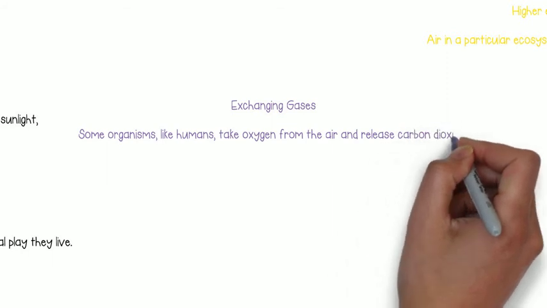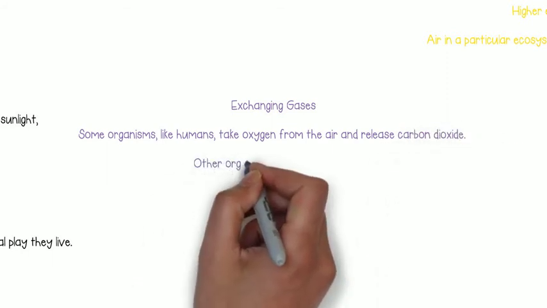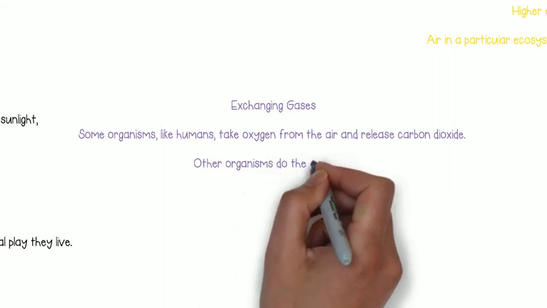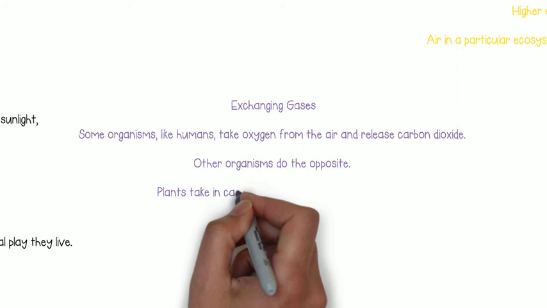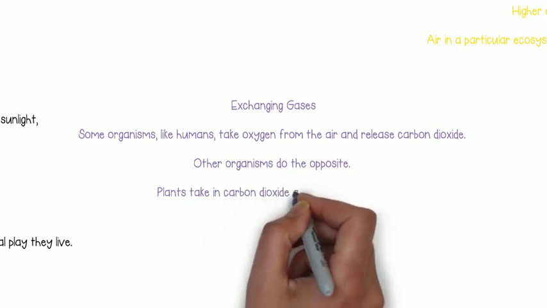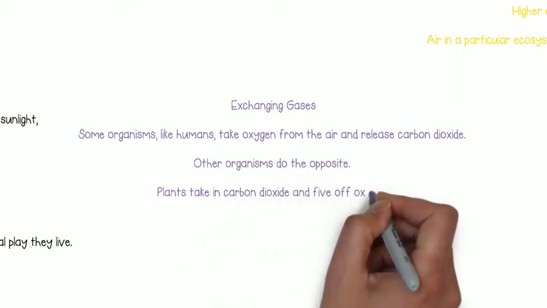Exchanging gases. Some organisms, like humans, take oxygen from the air and release carbon dioxide. Other organisms do the opposite. Plants and some other organisms take in carbon dioxide and give off oxygen. Figure 7 shows the exchange of oxygen in the environment.